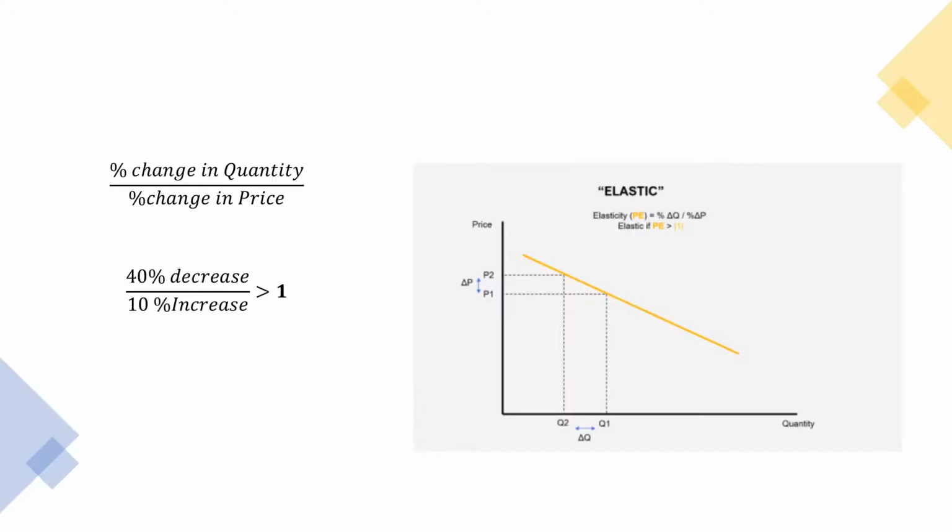The next one is elastic. Elastic demand means quantity is sensitive to a change in price. So right here, when the price goes up, the quantity demanded falls a lot, and when the price goes down, the quantity demanded goes up a lot. When the demand is elastic, it means these products have many substitutes. And the percentage change in quantity divided by the percentage change in price will be greater than 1. For example, a 10% increase in price will lead to a 40% decrease in quantity demanded.